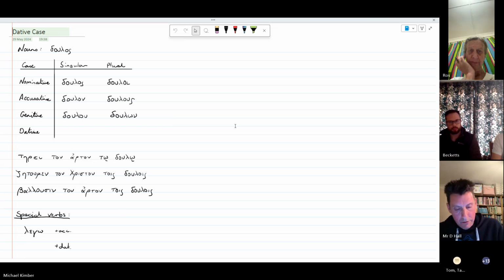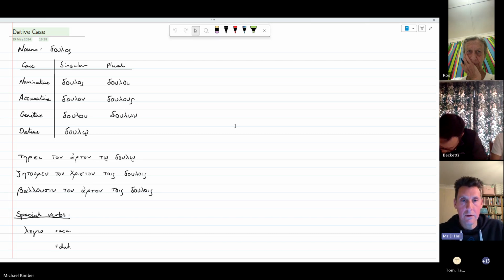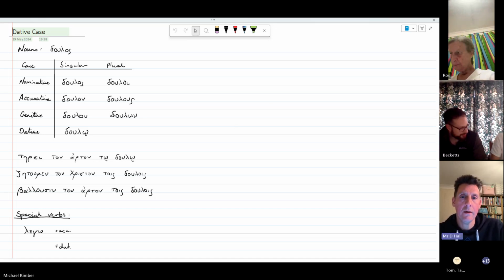So doulos, we've got the ones above, so the stem stays the same, and then our ending this time is an omega with a little iota subscript, and we've talked very briefly about those, I think. So it's doulo, and a little iota just under there. It's quite easy to spot, actually. So you'll often know you're in the dative because of that, particularly if you're working with these nouns.